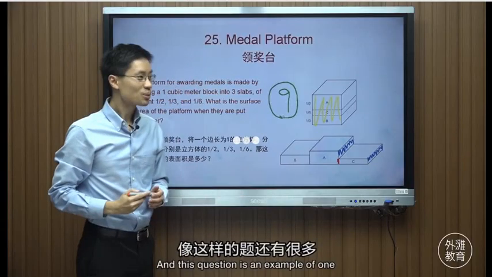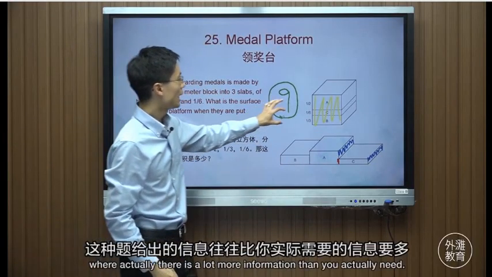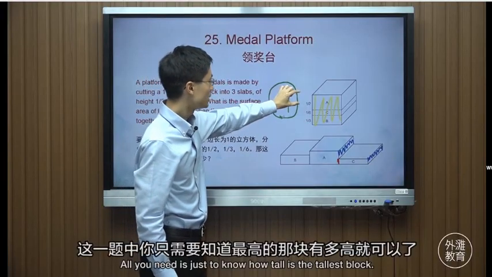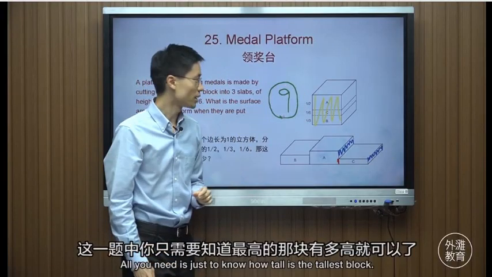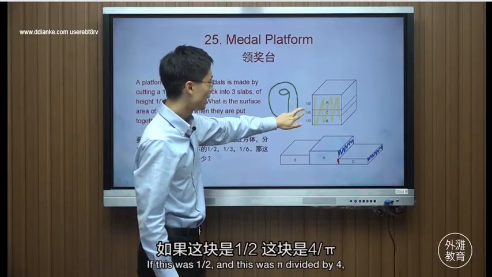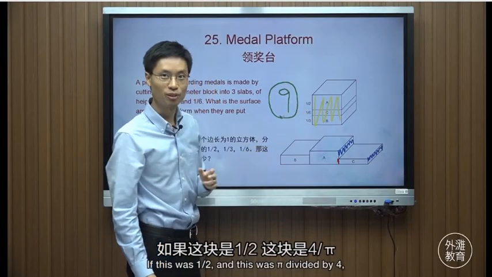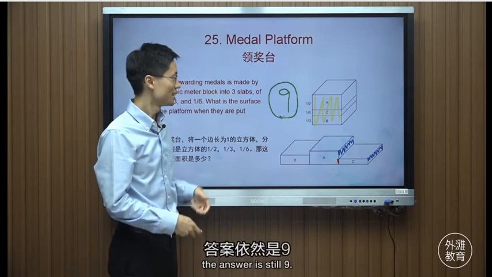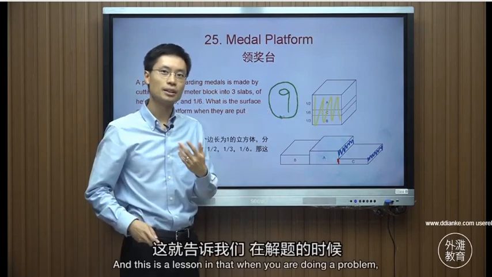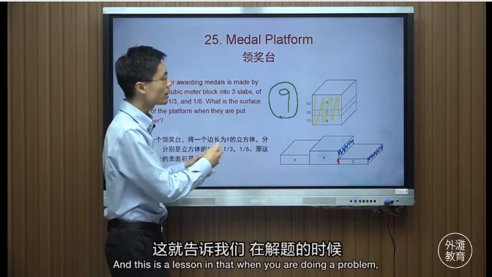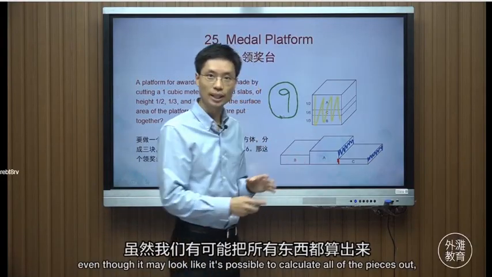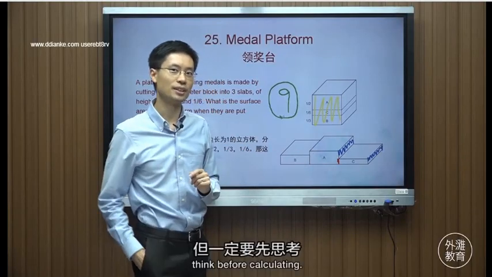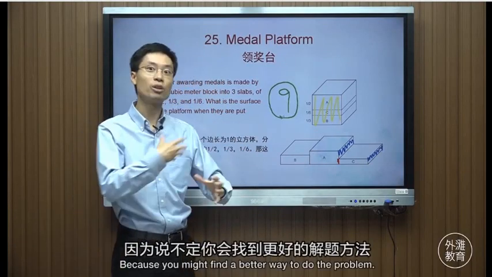And this question is an example of one where actually there's a lot more information than you actually need. All you need is just to know how tall is the tallest block. If this was 1/2, and this was pi divided by 4, and this was 1/2 minus pi divided by 4, the answer is still 9. And this is a lesson in that when you're doing a problem, even though it may look like it's possible to calculate all of the pieces out, think before calculating, because you might find a better way to do the problem.